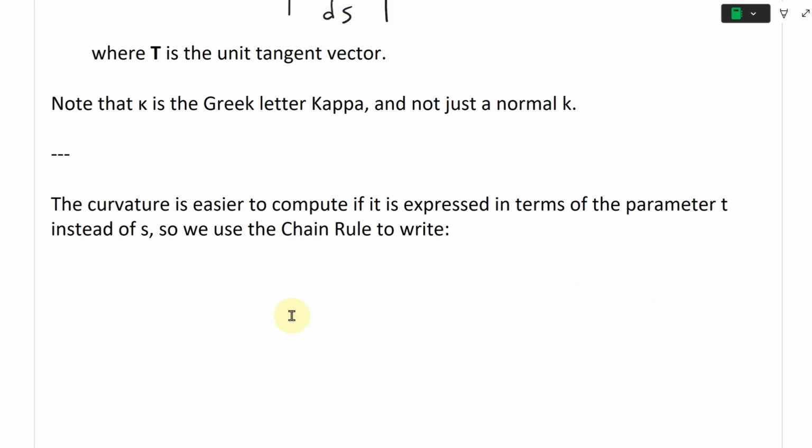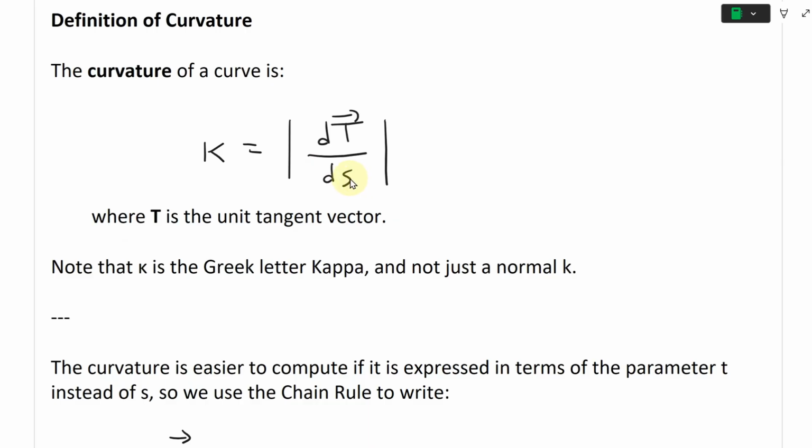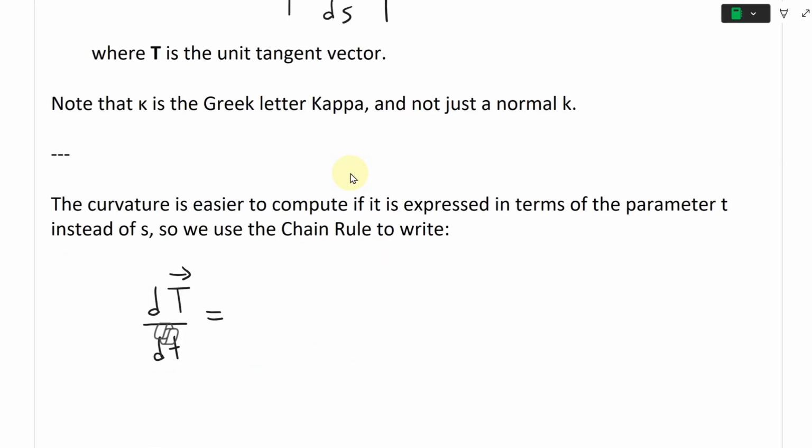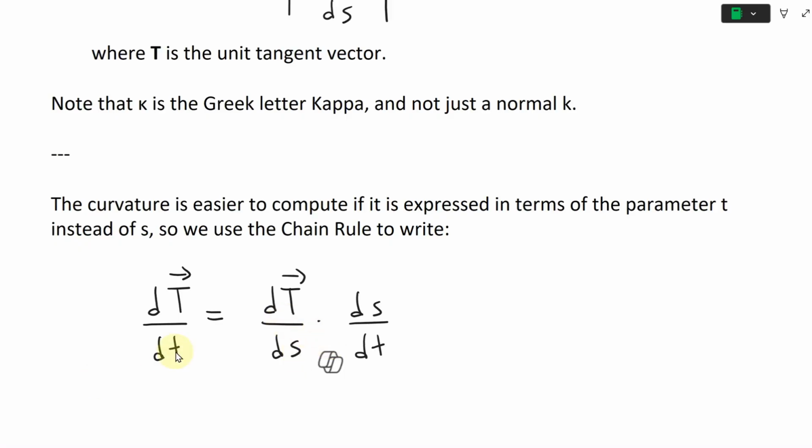To do that, we use the chain rule. We'll start off with the derivative of the unit tangent vector in terms of the parameter t. So dT over dt is equal to, and the arc length function is a function of t, so we take dT over ds and then, using the chain rule, multiply by ds over dt. To convert it into parameter t, we need the chain rule because s is a function of t anyway.